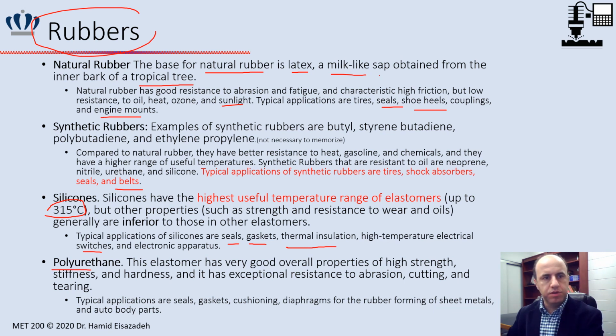The next rubber is polyurethane, which has good strength as well as stiffness and hardness. It has very good resistance to abrasion, cutting, and tearing. And also it has good application in gaskets, diaphragms, sheet metal and auto body parts.